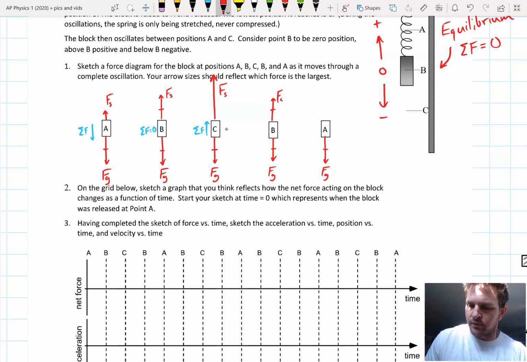The spring force looks like that. And then at A, the spring force is back to being real tiny.